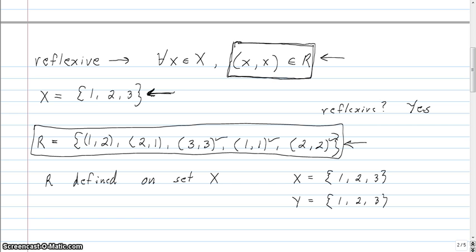And so you can see it would be pretty easy to create some relation on X that is not reflexive. All we'd have to do is kick out one of these. Right? If we knock this ordered pair out of the relation, then we'd have 1 related to 1, 3 related to 3, but we'd be missing 2 related to 2, right? This has to be true for all elements in our set X. Okay, so that's what it means for a relation to be reflexive or maybe not reflexive. All elements related to themselves.